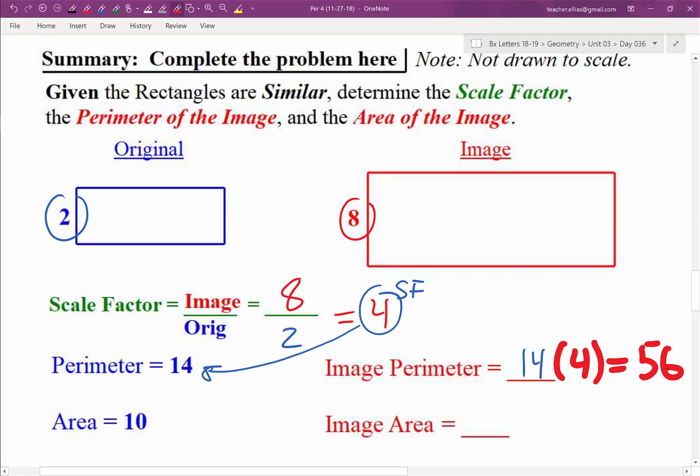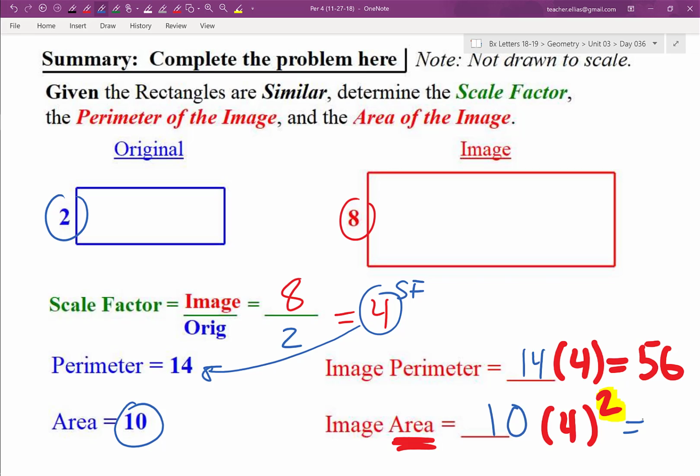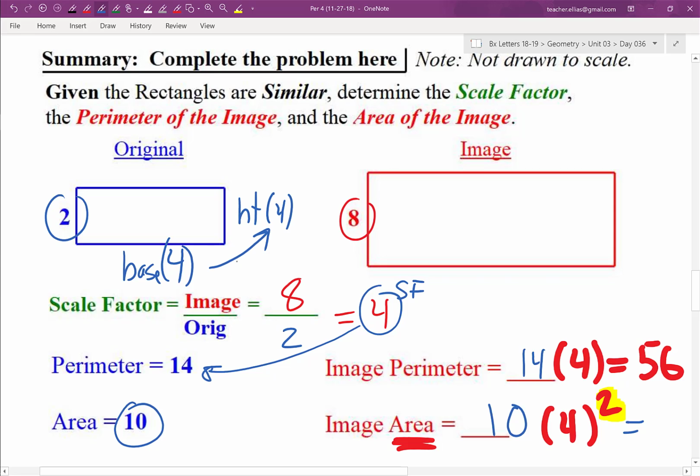Okay? Well, how does it affect your area? It multiplies it by squared. Yeah, it's going to multiply it by it squared. So take your original area and times it by 16. Times it by your scale factor squared. Because the scale factor is stretching out the base and the height. It's 4 times 4. Wait, why did you put 8 over 2? Because that's how you find out.